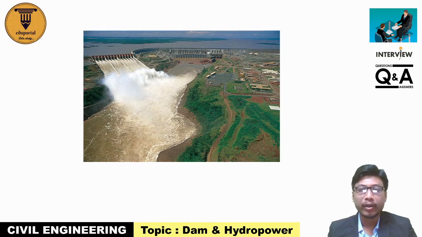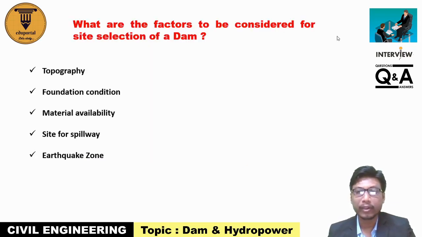Okay, now in the figure you can see a dam. Not only the dam, you can see the overall site of the dam. Now suppose you are to select a site where you want to construct the dam. Now the question comes, what are the factors that you should consider when you are going to select the site? Now we will see what are those important factors that we should consider when we are going to select a site for construction of dam.